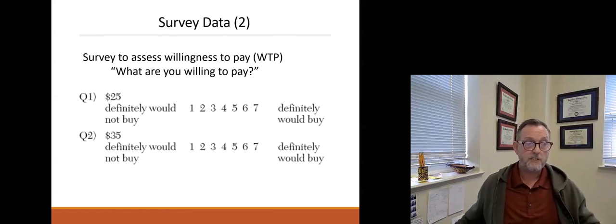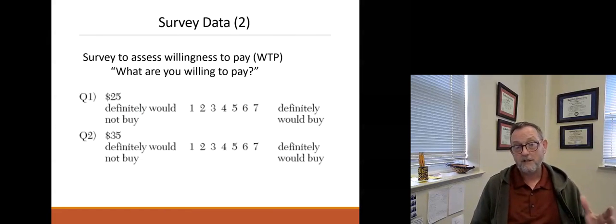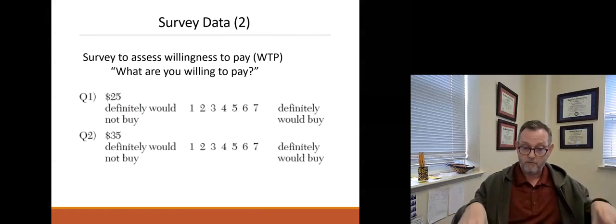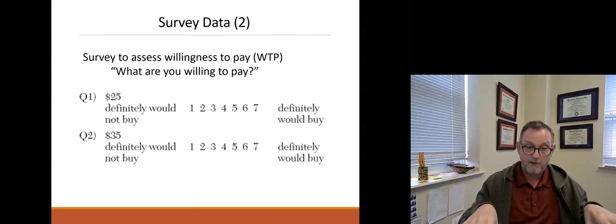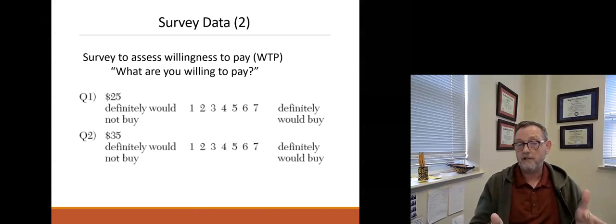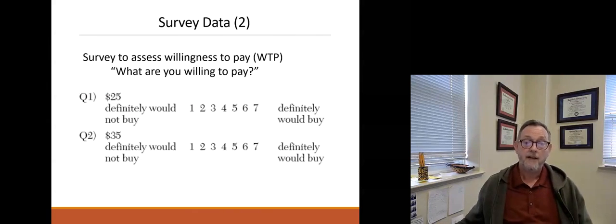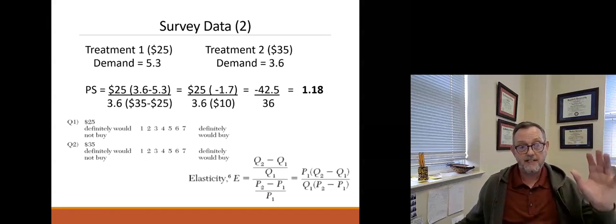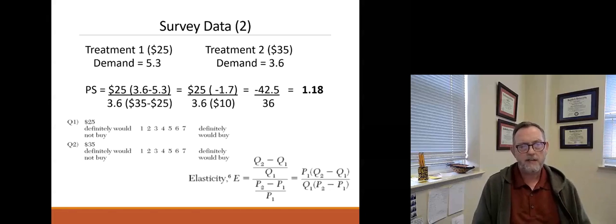Here's two questions. It's really one question with two different prices. And so what we might do is take one sample at the $25 price, and we might do another sample at the $35 price from the same group of consumers. We just split them in half, and half of them get one treatment, the other half get the other treatment. And then we observe to see what the difference in likelihood to buy is. So that's kind of the idea.